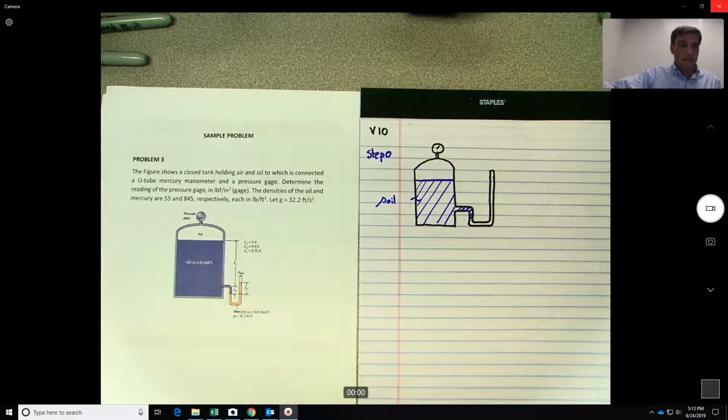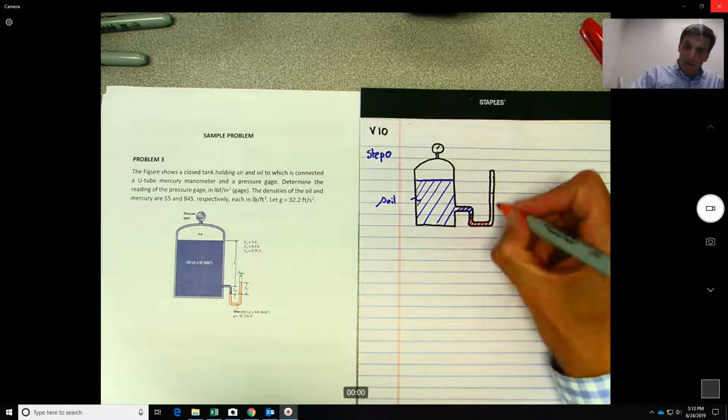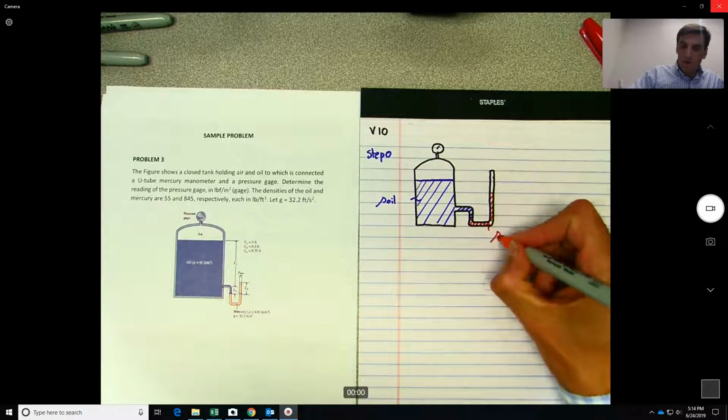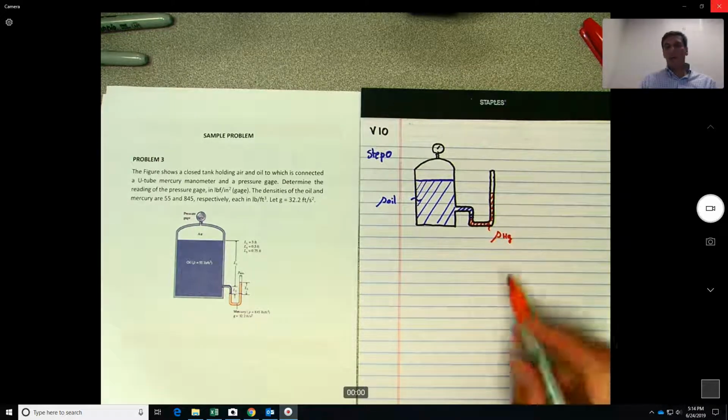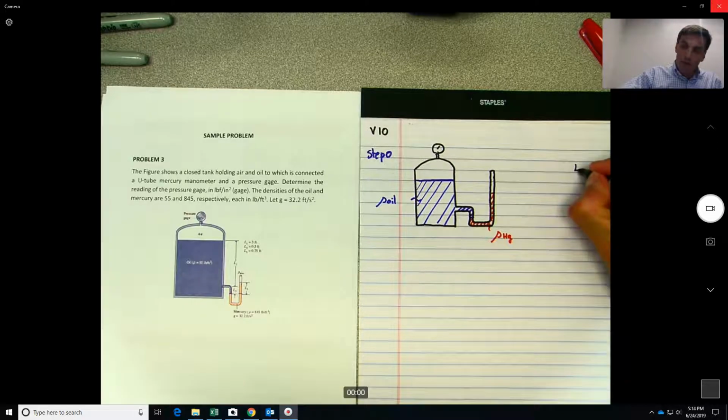And then we have mercury over here. Hg is the chemical symbol for mercury. Then they give us here some dimensions, so L1 equals 3 feet, L2 equals half a foot, and L3 equals 3/4 of a foot.